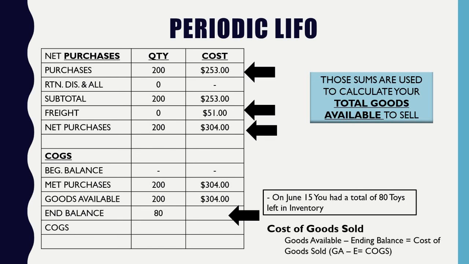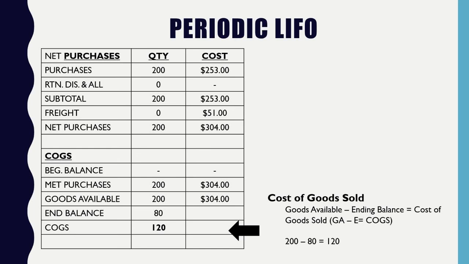Then we were given that on June 15, you should have ended with 80 toys left in inventory. So here's 80 right here. That's my ending inventory. So I just have to do some quick and easy math to solve for how many items I actually sold. If I have a total of 200 items available and 80 items left in inventory, I simply subtract those two to figure out that I sold 120 toys. Now I need to start calculating the total cost of selling 120 toys.